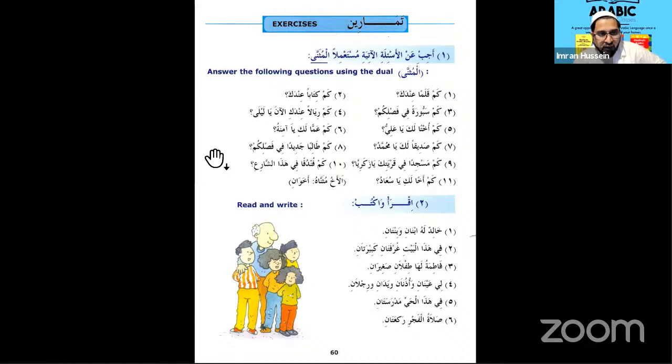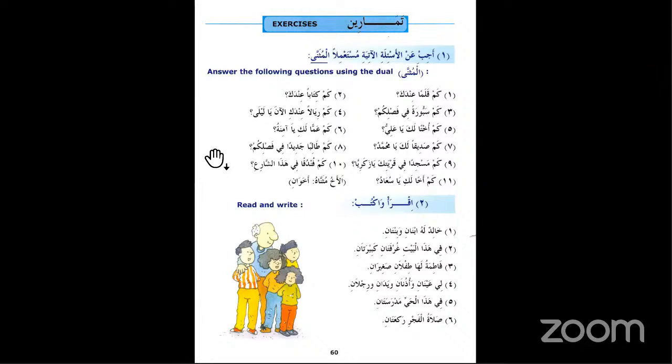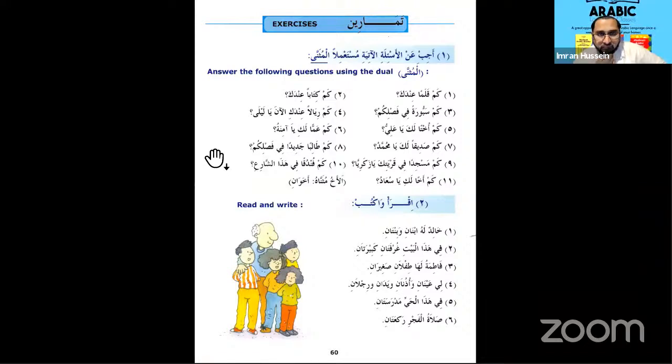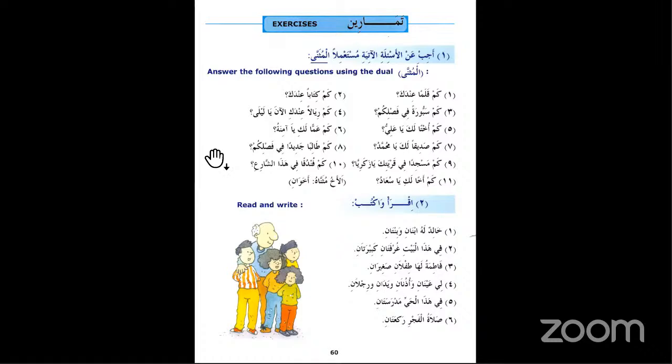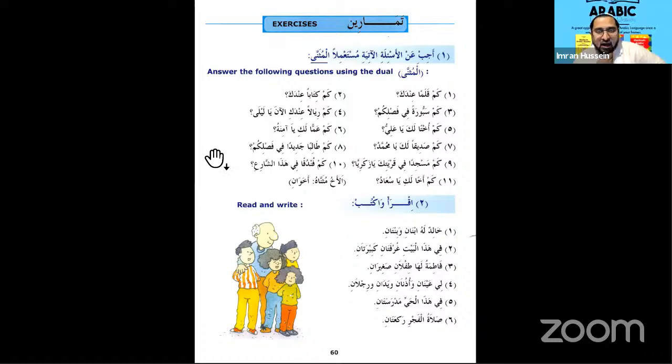Hal. How did you write it down, Sister Nasreen? I wrote lakum saburatani fi fasluna. Is that the answer? That was my answer, yeah. No, the best answer will be this: fi faslina. This is more correct. Fi faslina, in our classroom, saburatani.